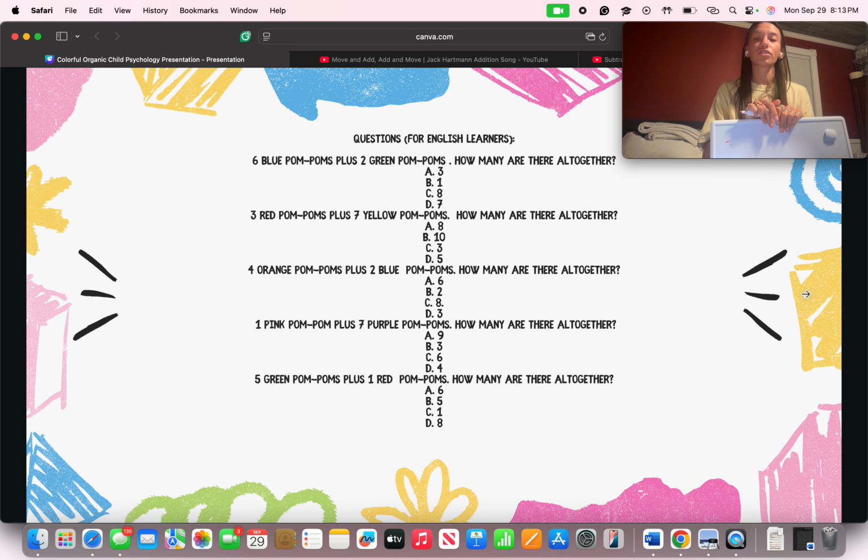Questions for my English learners will also have a simplified version. You will be answering this question structure of 6 blue pom-poms plus 2 green pom-poms. How many are there altogether? Your questions will include plus.